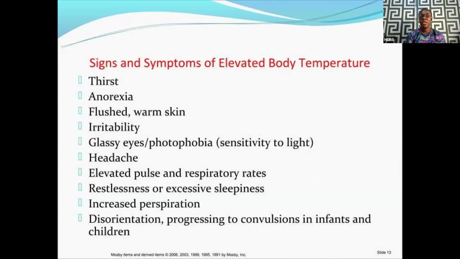Then they may complain of headache. You may find that the pulse rate and the respiratory rate would also go up because vital signs are interrelated. And you may find that your patient is restless or is excessively sleepy. You may find that the patient is sweating a lot. Now, children may become disoriented and may even progress to convulsion. So convulsion following fever is not unusual in children. For that reason, when you observe fever in a child you're caring for, even before you give any medication, the minimum you can do is to have that child bathed, just to see how you can begin to reduce the temperature.